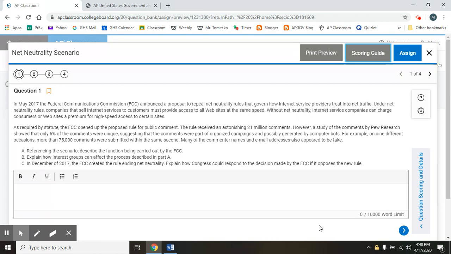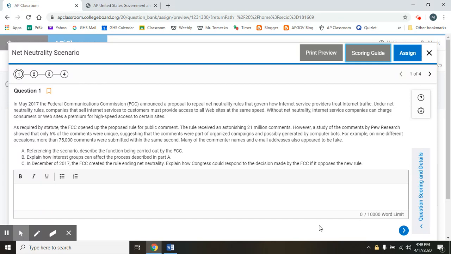Bureaucracies, we know, enforce or carry out the law, but more specifically, they do that by often creating rules and regulations for how that law will be carried out. So Congress passes a law, but that law is often vague, and then the agency can create rules and regulations within it. That's what they're looking for here.